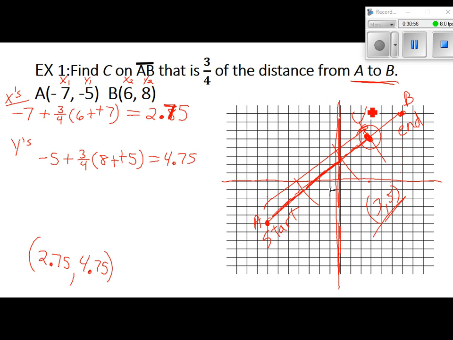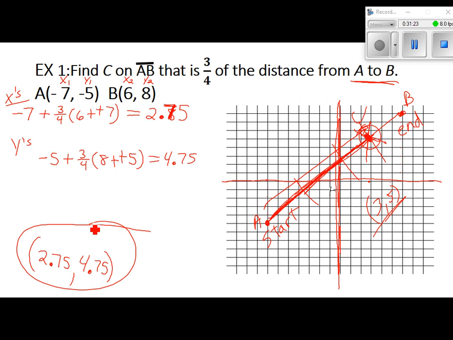Does everybody see what we're trying to actually do here? That's the hardest part of all this, is figuring out, hey, what are we actually doing? We're trying to say, if we started walking, we want to walk 3/4 of the distance, what point are we gonna be at if we're walking on that segment? 3/4. So we're 3/4 of the way if we're at that point right there.